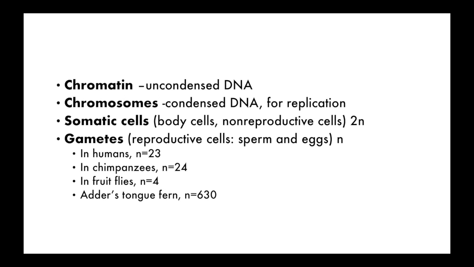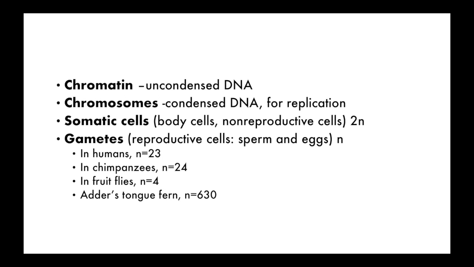Chimpanzees have 24 chromosomes in their gametes. Fruit flies have 4 chromosomes. But lest you go thinking that simpler organisms have fewer chromosomes and complex organisms have more, it doesn't exactly work that way. The record holder so far for a number of chromosomes is this adder's tongue fern, which has 630 chromosomes. And that is a crazy number of chromosomes. Hopefully you can appreciate that, given these other numbers.